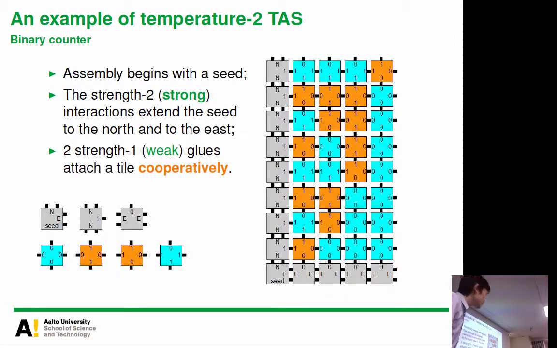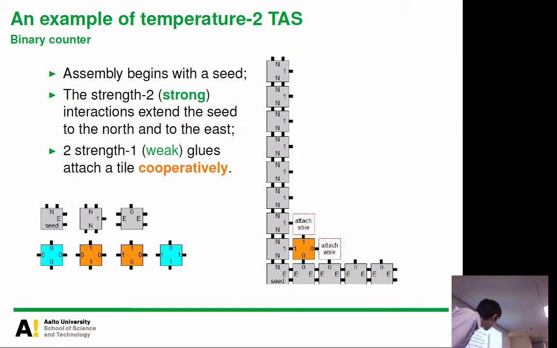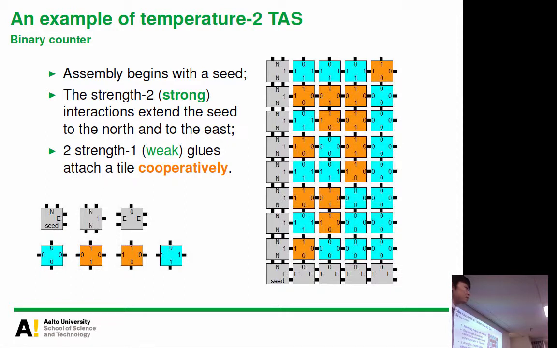But the strength of the south side, it's 0. Sorry, this 0 is a label. This is a letter. Oh, I'm so sorry. For the strength, please count this. Okay, this one. Then we get the binary counter.